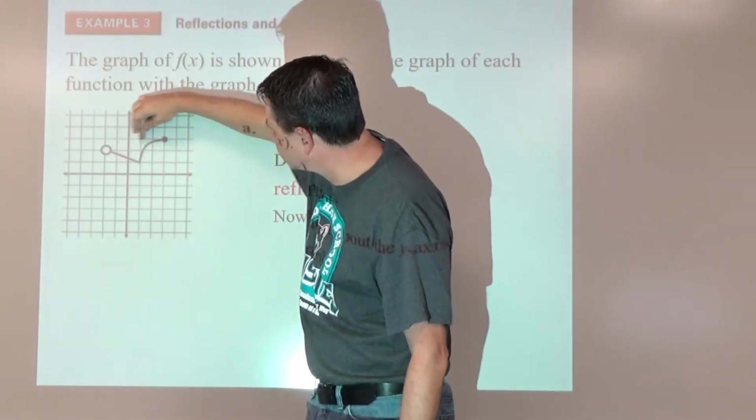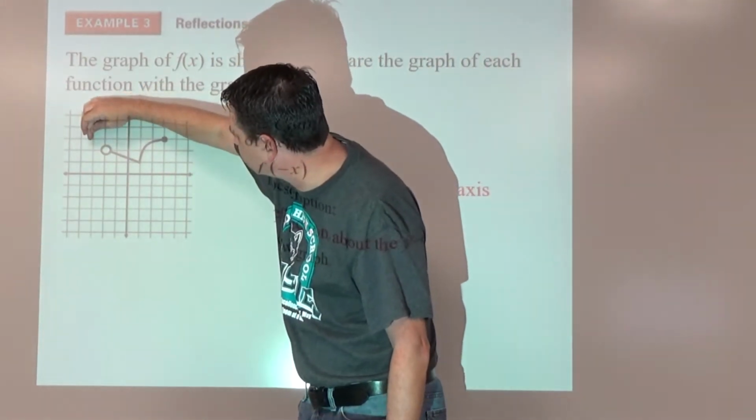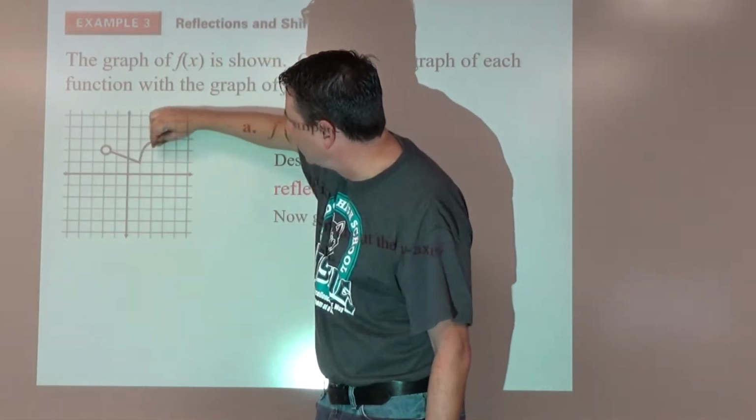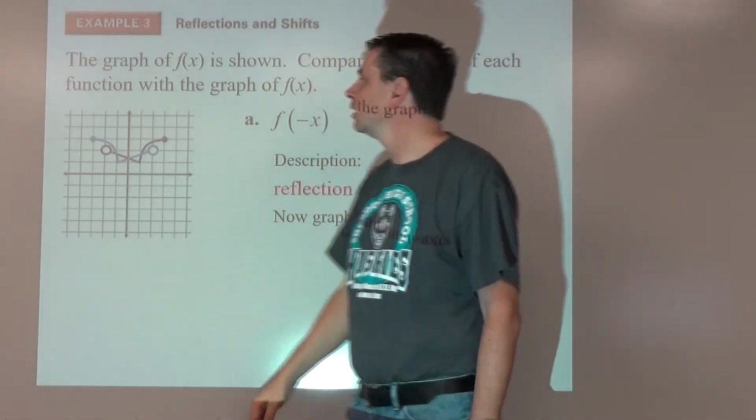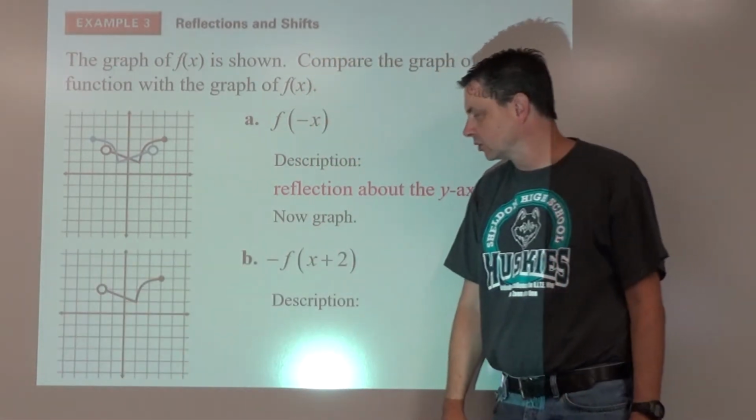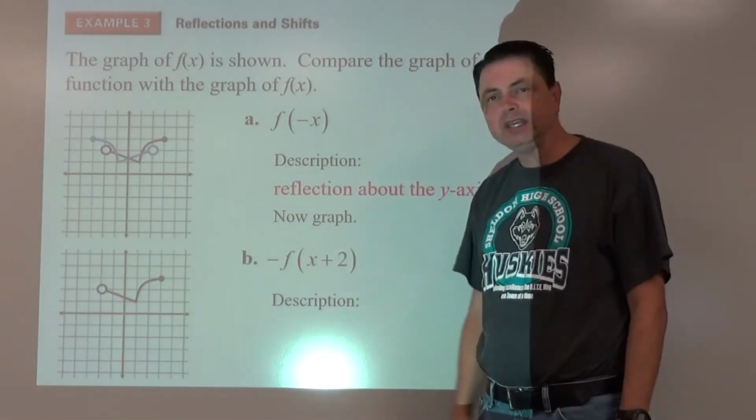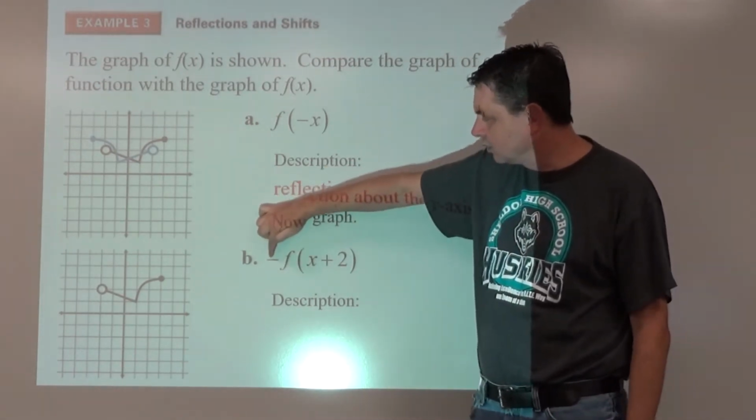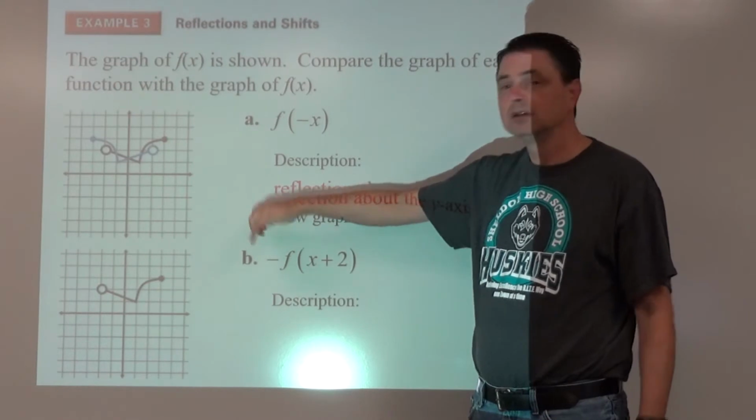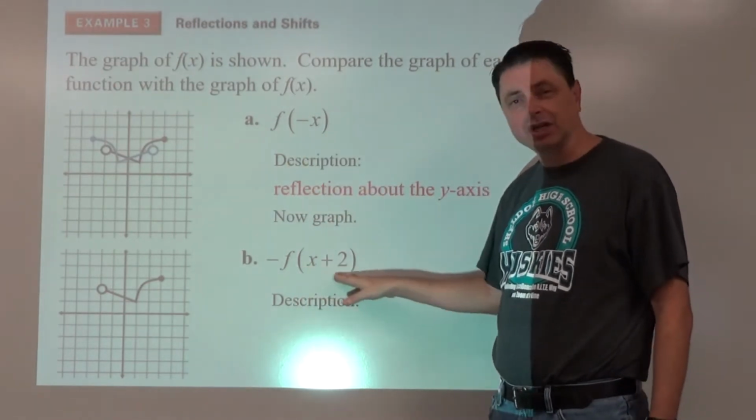So this point, which was 3 to the right, now is 3 to the left. And we do the same thing with our open point. So there's our reflected graph. Now part B, what about this one? Got a couple things going on. We've got a reflection, talk about which axis, and we've got a shift.